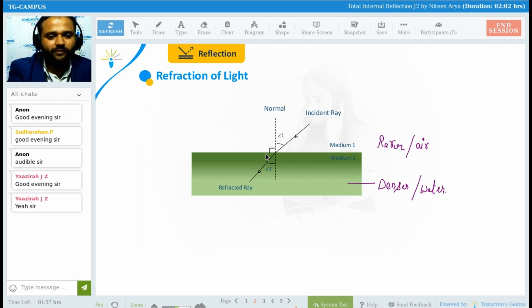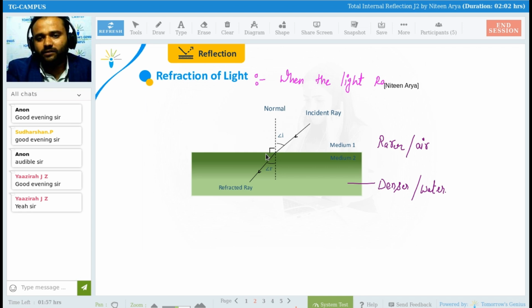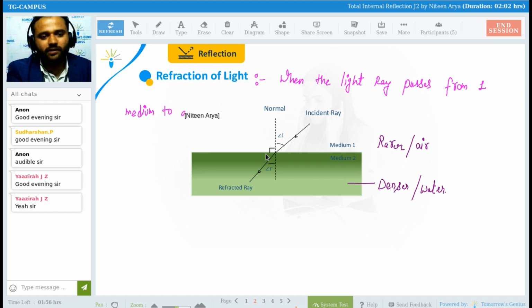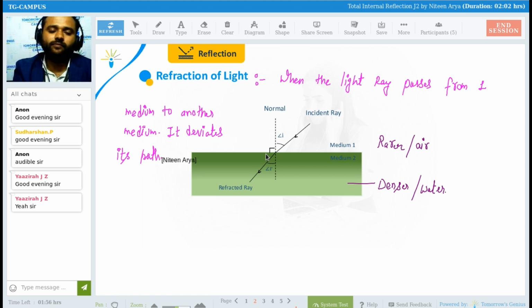So this phenomenon occurs when a ray of light passes from one medium to another medium: it deviates or changes its path. Is this clear now? This phenomenon is known as refraction.